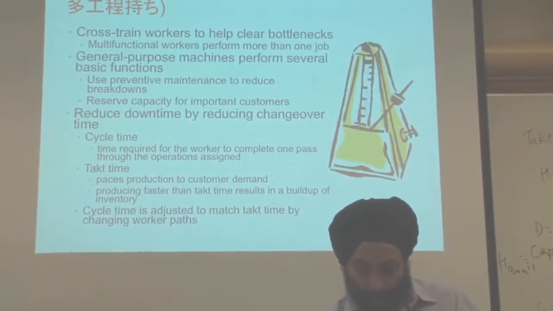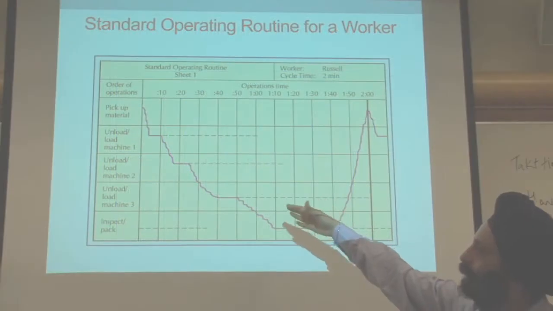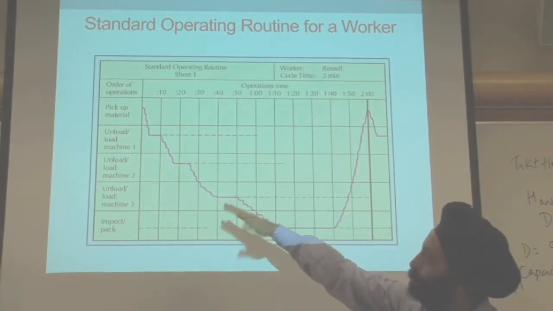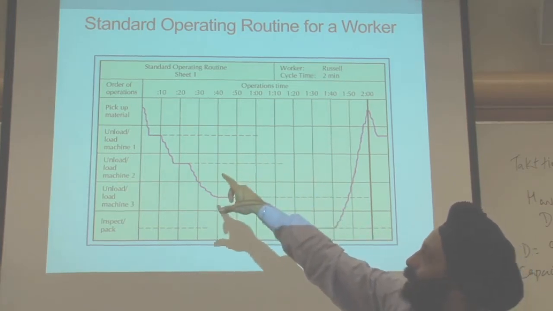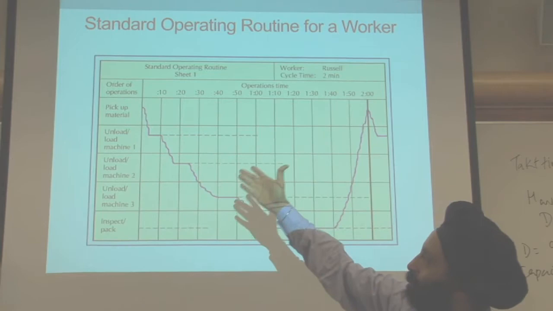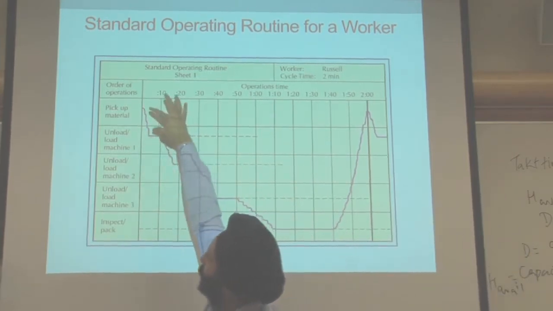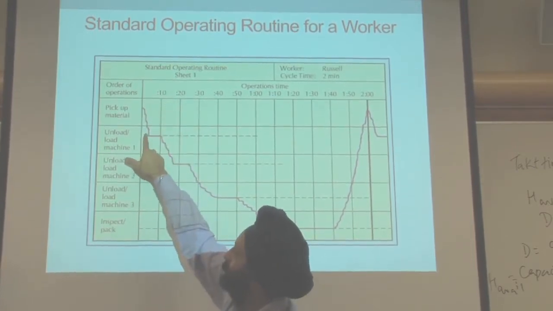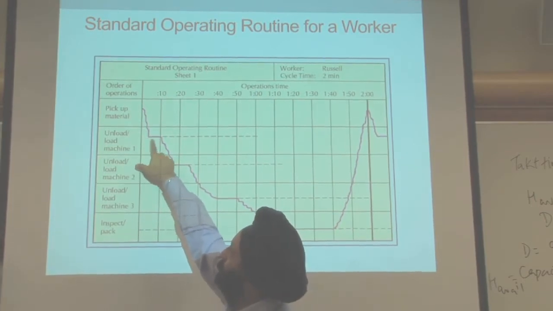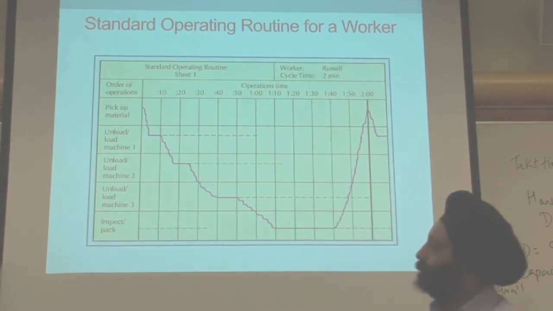From a standard operating routines perspective for a worker, you can see a typical day of a worker. You have a worker spending a lot of time doing a variety of things: picking up material, unloading from machine one, then the machine is working. This is the actual time where the worker is doing something. Then once the loading is done, time is spent trying to unload the machine.